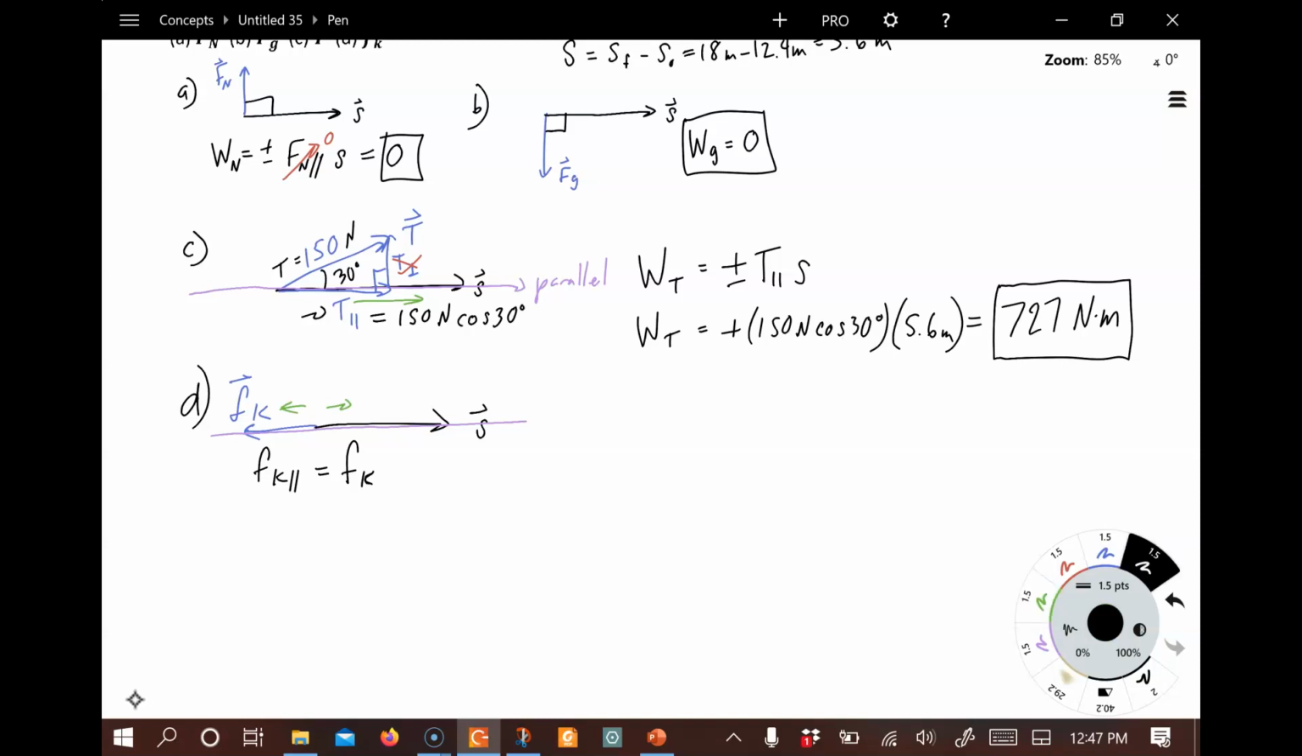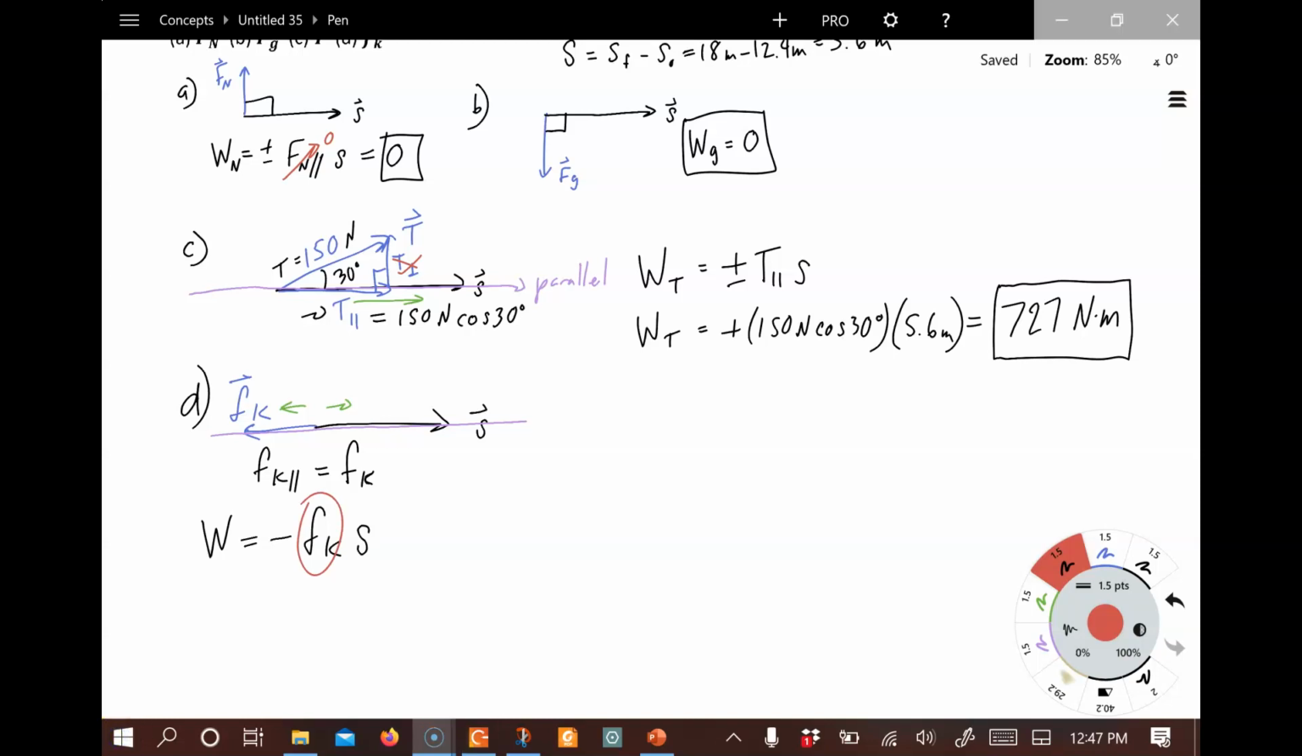So when I write down the formula for work, I'm going to choose the negative sign. For Fk parallel, I'm going to put in the whole magnitude Fk, and then I'm going to put in S, right? Now, the question right now is, what is Fk equal to? We got to use Newton's second law to figure that out.